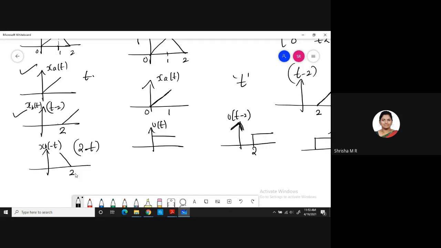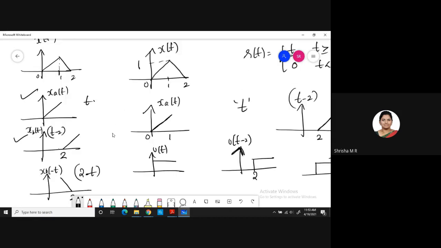Got it? Ma'am, what if it's on the other side? Like on the minus 2 side, then it will be minus 2 minus t. No, first did you understand this one? Yes, ma'am. That we'll discuss when we solve problems. If I tell everything, you'll get confused.